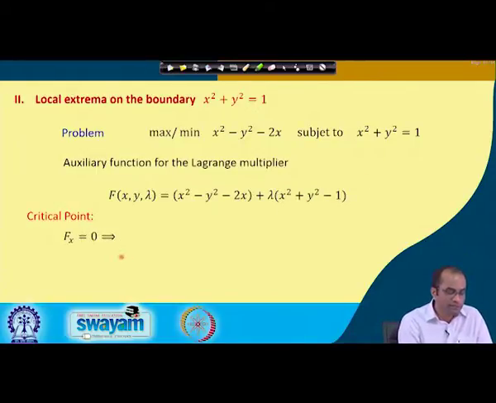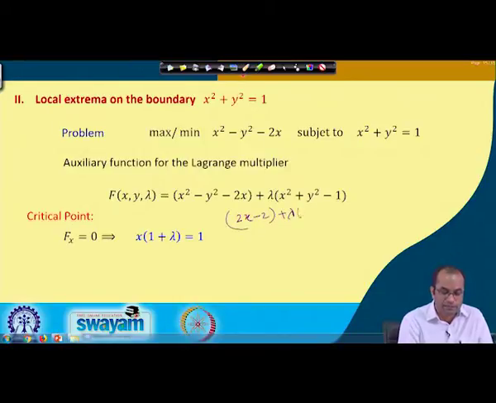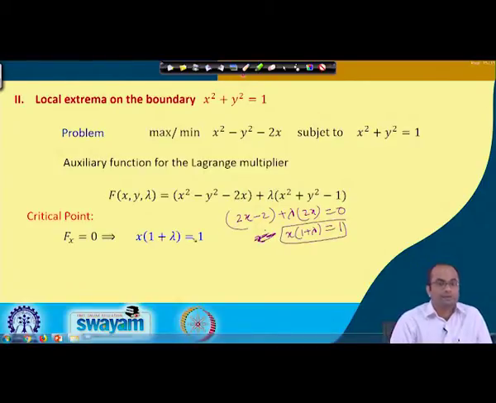So, we will find the critical points. f x is equal to 0, which will be 2x minus 2 plus lambda times 2x. Just to look again here: with respect to x, we got 2x, we got minus 2 here, plus lambda times 2x, is equal to 0. Now this 2 will cancel from everywhere. We have x plus lambda x, so we can take x common. So, we have x times 1 plus lambda, and the minus 1 on the other side goes plus 1. So, this is x times 1 plus lambda is equal to 1.